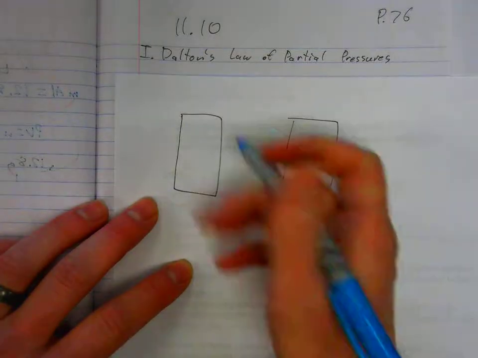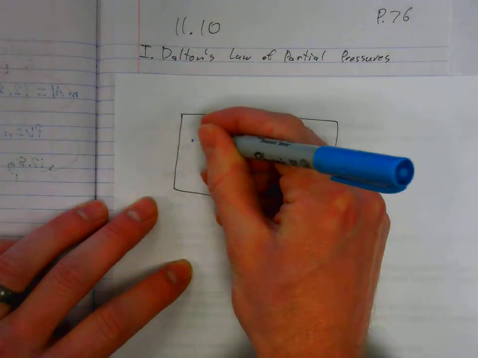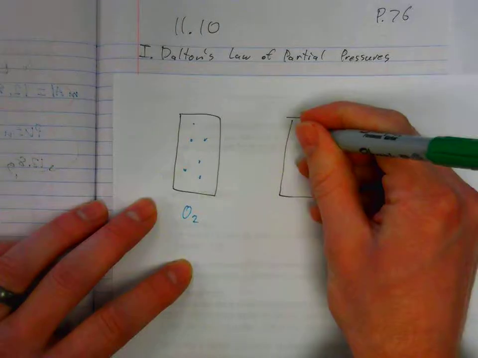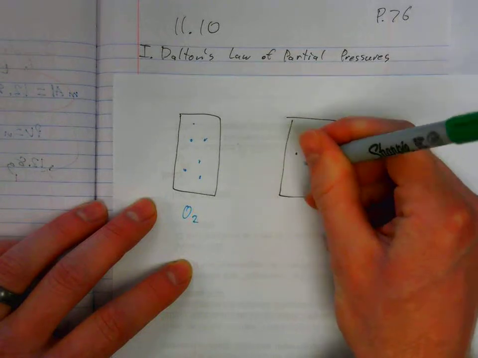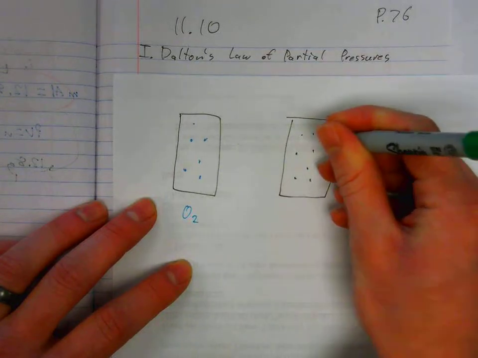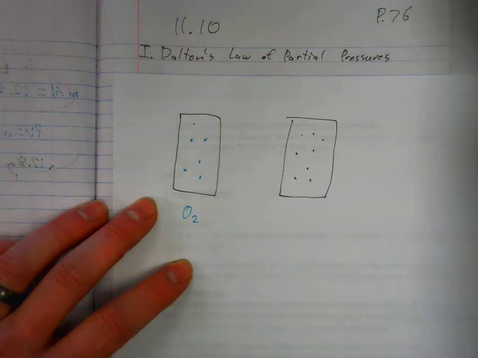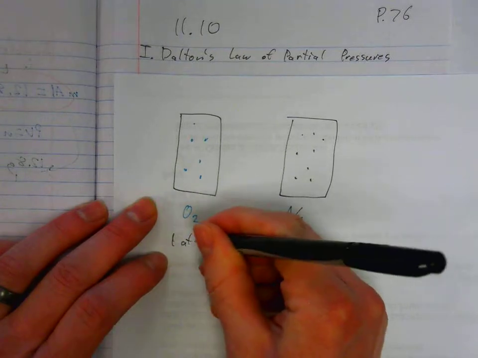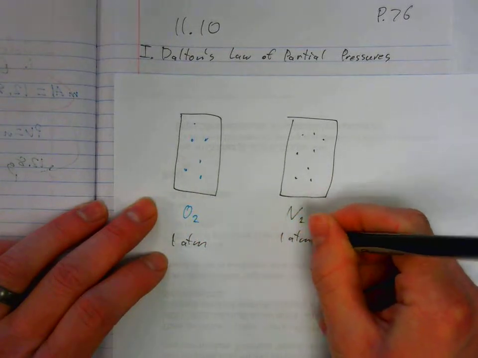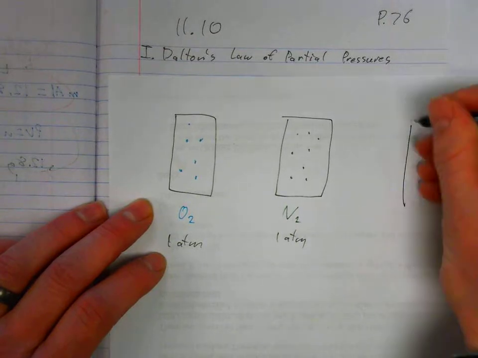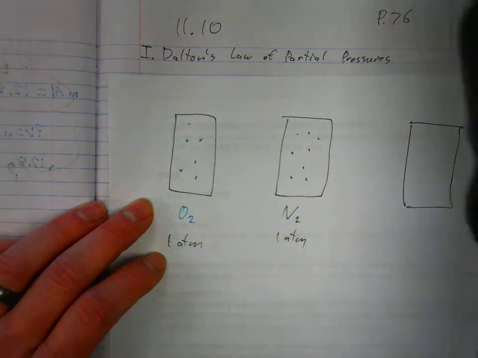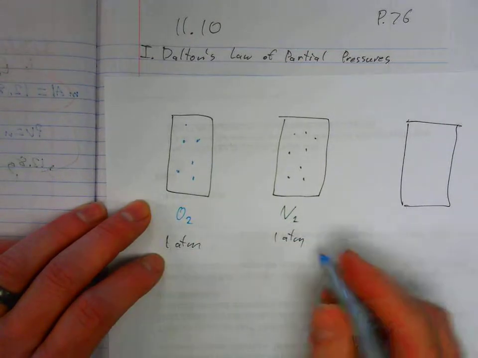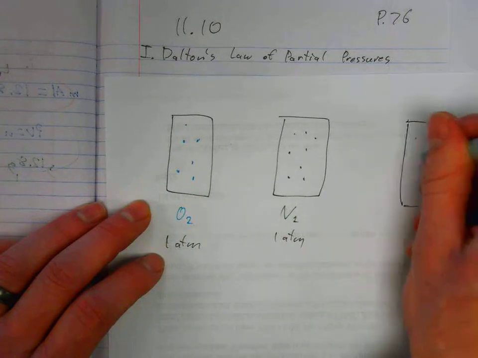Different gases. One maybe has oxygen, the other one maybe has nitrogen. Now, if those are each at the pressure of 1 atm, 1 atmosphere, if we put both of those gases together into the same container, and they each kept the same pressure of 1 atm, so now we have the oxygen and the nitrogen.